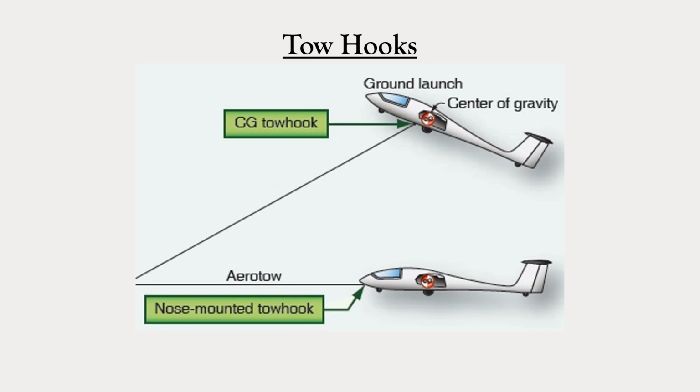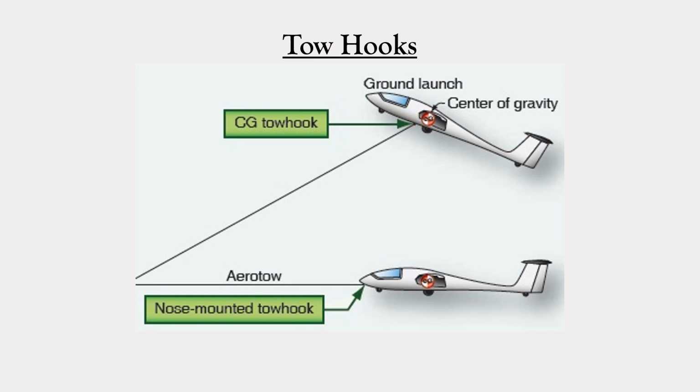Sometimes you'll encounter gliders that only have CG hooks, and they can be launched with either a winch or a tow plane. The 233 has one hook which is kind of halfway between the nose and the center of gravity and is usable for either, although not really great for either.